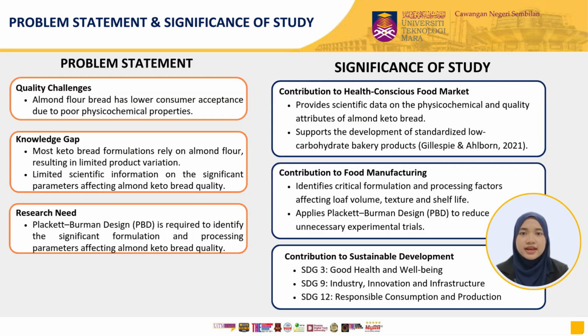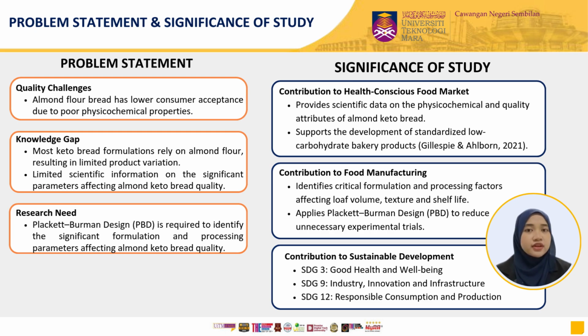The main problem is that almond keto bread generally has poor physicochemical properties such as dense texture, low loaf volume, and undesirable color, which reduce consumer acceptance. Although many studies have developed keto bread formulations, most focus on producing the final product rather than systematically identifying which ingredients and processing conditions significantly affect the bread quality. Therefore, there is still limited scientific information regarding the critical parameters affecting the almond keto bread.